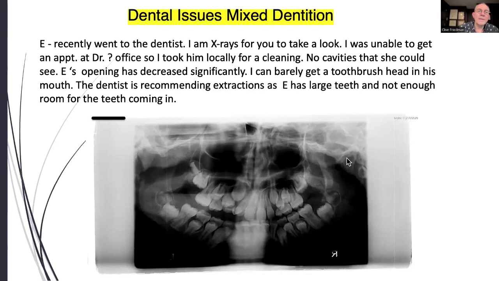Do we take out the baby teeth? Do we take out permanent teeth to allow teeth to come in? These are all issues that become really important with the growing kid, and why it's so important for us to be able to see them on an ongoing basis.